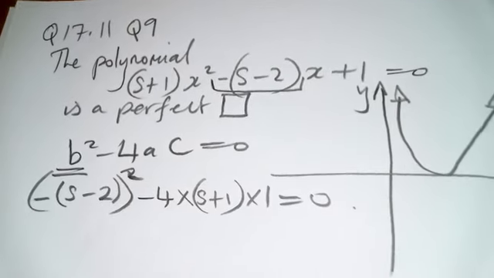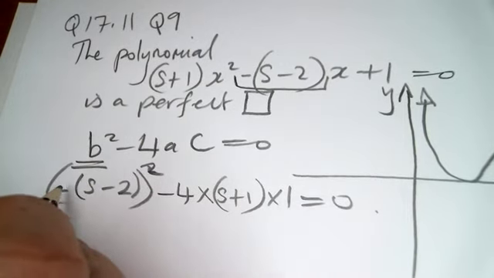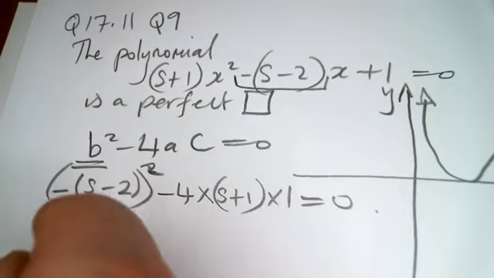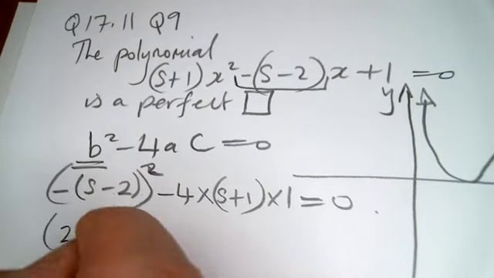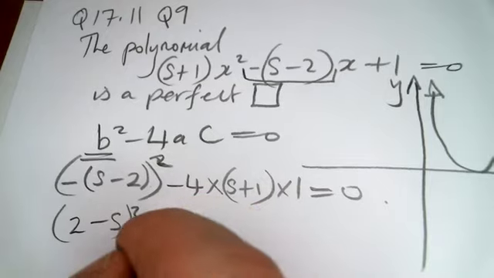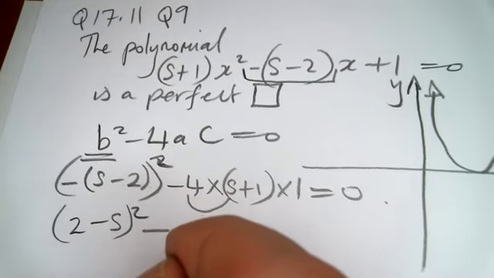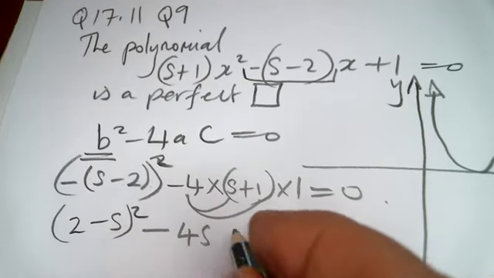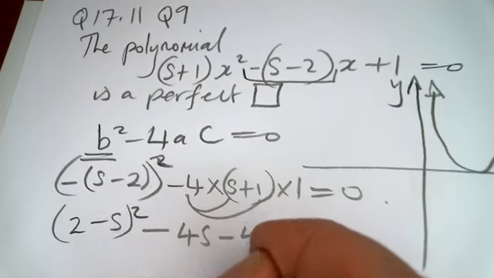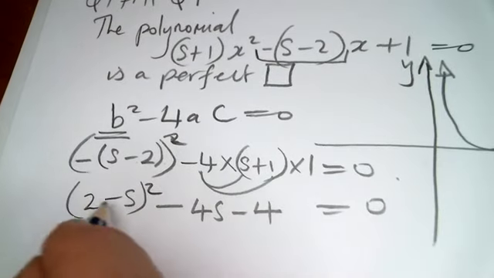All right, this is not very good, is it? Let's just change this around. So you've got negative s plus 2, or if you like, 2 minus s, squared. That's a better way of writing that. Minus, well, negative 4 times s is going to be 4s, and negative 4 times 1 is going to be negative 4, equals 0. Okay, so let's see what we can do with this.